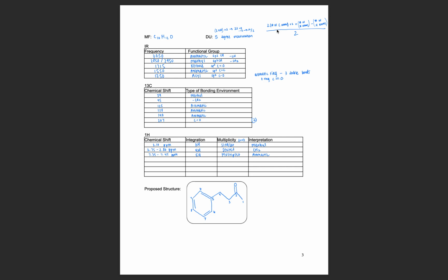So we'll be going over that, which is 2 times the number of carbon atoms plus 2, and the number of carbon atoms we have is 10. Then we add the number of nitrogen atoms, which in our case would be 0, and then we subtract the number of hydrogen atoms, and that would be 12. So we add all of that up and then divide that by 2, which gives us 5 degrees of unsaturation.